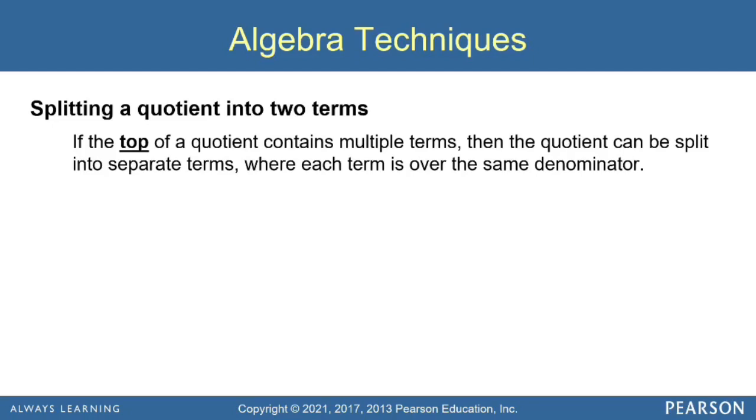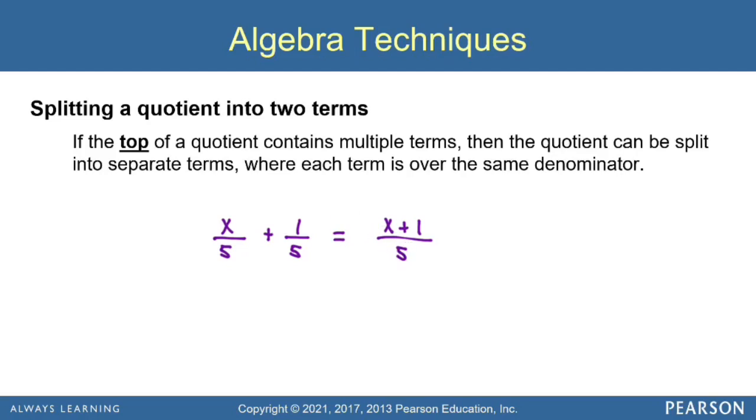Another algebra technique we want to look at is splitting a quotient into two terms. If the top of a quotient contains multiple terms, then the quotient can be split into separate terms where each term is over the same denominator. Let me give you an example from just basic algebra. If we had, for example, x over 5 plus 1 over 5, you are probably already comfortable saying that these can be written as one fraction. Since the denominator is 5, the denominator of the new expression would be 5, and the top would just be x plus 1. That's not a problem for us, right?